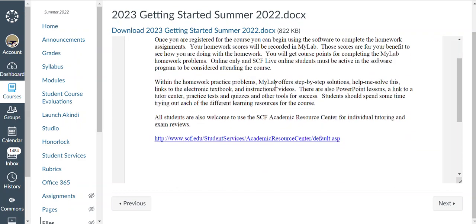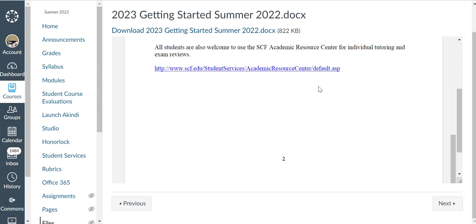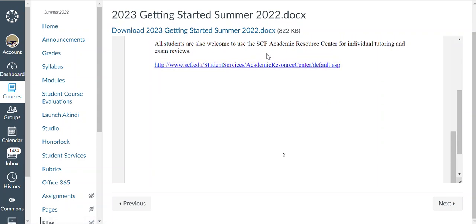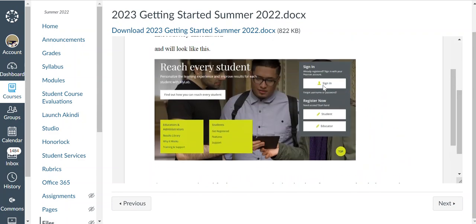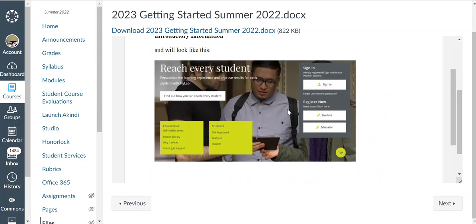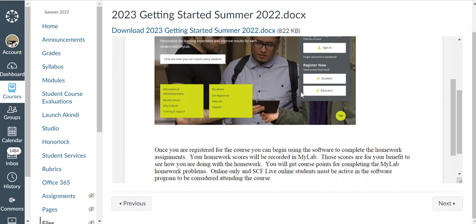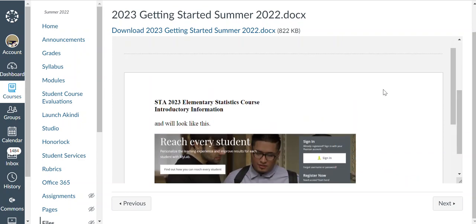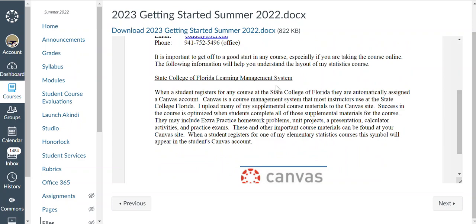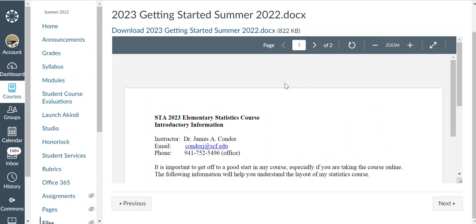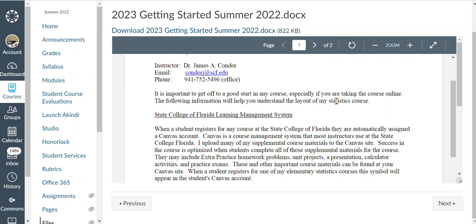And this is just talking about Pearson. And we also have the SCF Academic Resource Center that can help you with tutoring and with answering a lot of questions, because we've been using this for a long time. Pearson has been around a long time in math education, and I've probably used this at least 15 years with statistics. So most of the bugs and stuff are ironed out, and it runs pretty smoothly.